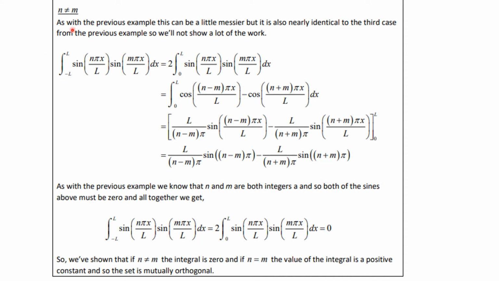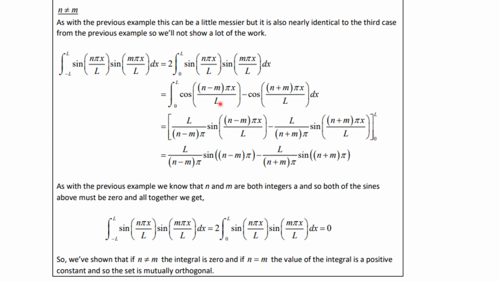Now, if m is not n, then what happens is we multiply these together, and we can still do this even and odd function thing here to get 2 times this. But now we are going to use the trig identity that I showed you on the earlier page. This times this is equal to this minus this.